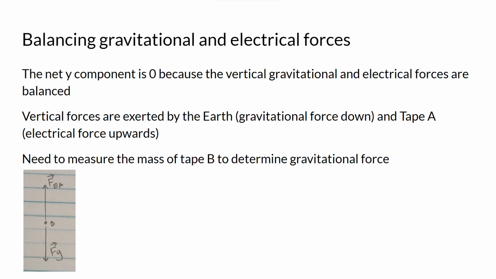The net y component is 0 because the vertical gravitational and electrical forces are balanced, since tape B is in equilibrium in the y-axis. Vertical forces are exerted by the Earth, the gravitational force down, and by tape A, the electrical force upwards, and these two forces are balanced as aforementioned. One needs to measure the mass of tape B to determine the gravitational force on it.